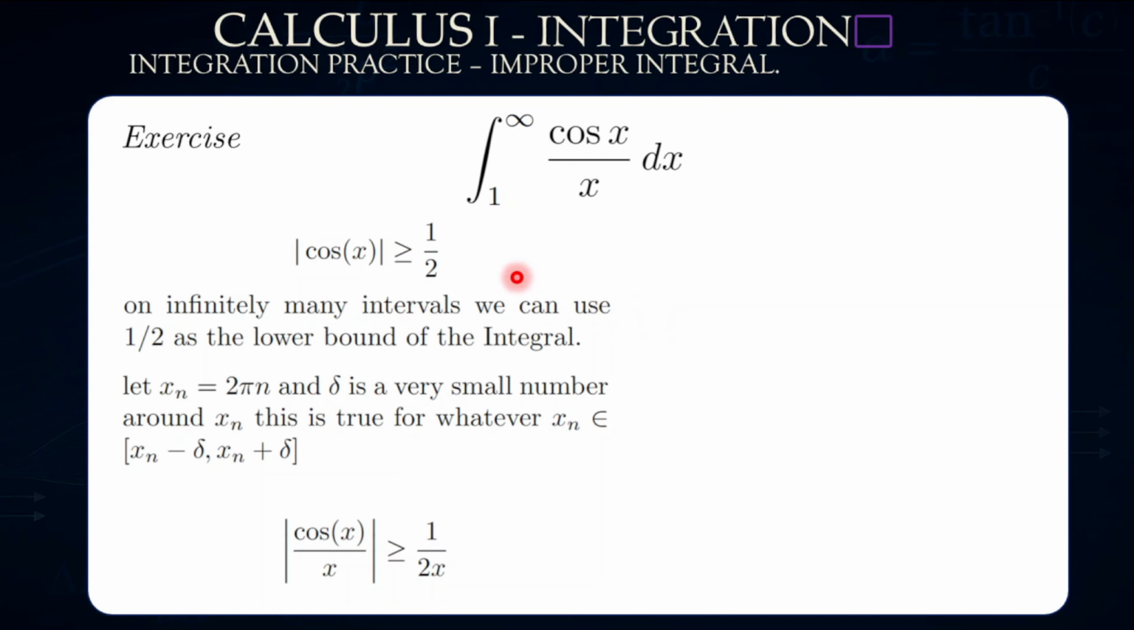Now cosine x in absolute value is often greater than or equal to 1 divided by 2 on infinitely many intervals. So we can use 1 divided by 2 as the lower bound of the integral. Let x_n, which is the angle, be equal to 2 pi n, because this is how it varies, okay? And delta is a very small number around x_n. So this is true for whatever x is in the interval x_n minus delta to x_n plus delta. So delta is a very small number very close to x_n, whether from the positive side or the negative side. So cosine x in absolute value, as we mentioned, is greater than or equal to 1 divided by 2. You multiply that by 1 divided by x on both sides, so you get the absolute value of cosine x divided by x greater than or equal to 1 divided by 2x.